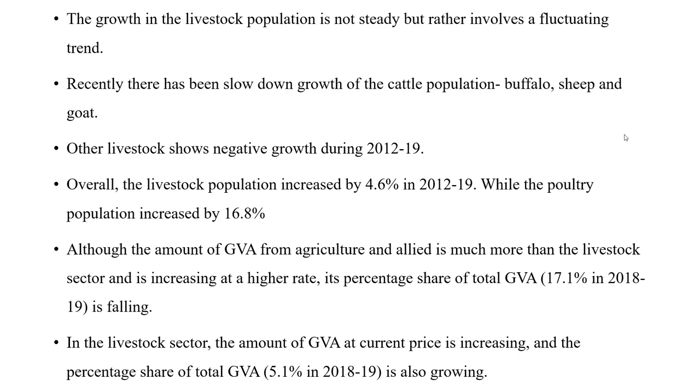16.8%. Although the amount of gross value added from agriculture and allied sectors is much more than the livestock sector and is increasing at a higher rate, its percentage share to total value added is decreasing. Whereas in the livestock case, the gross value added at current price is increasing, as well as its share to total GVA. This shows how much the livestock sector has the potential to support agriculture in times of distress and non-income generating seasons.